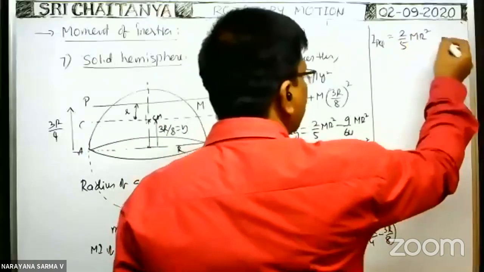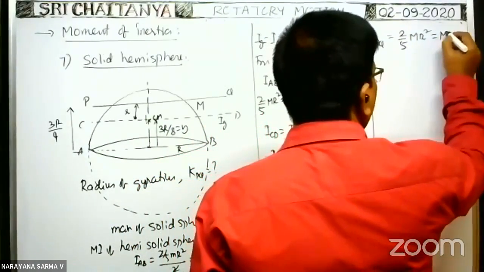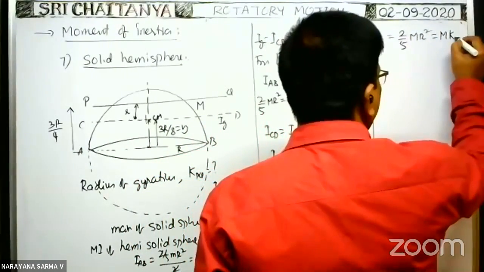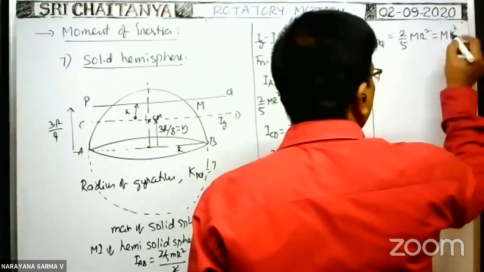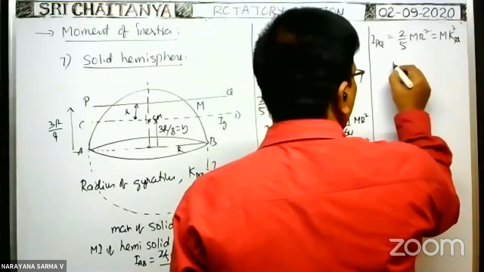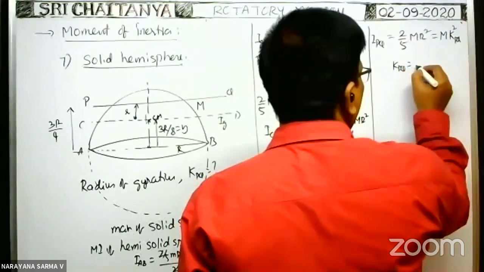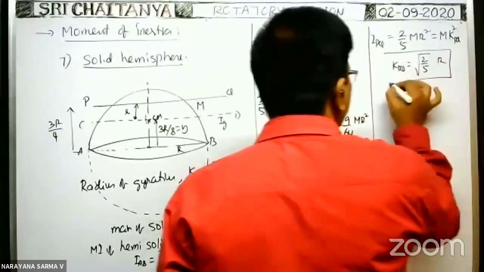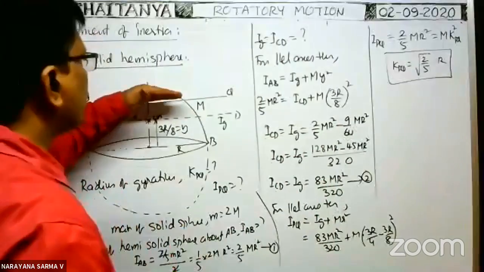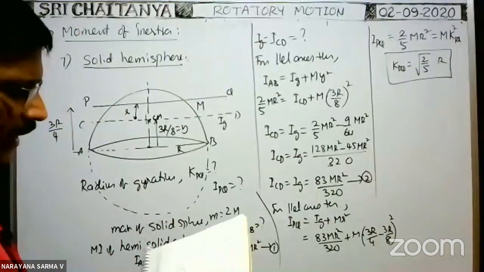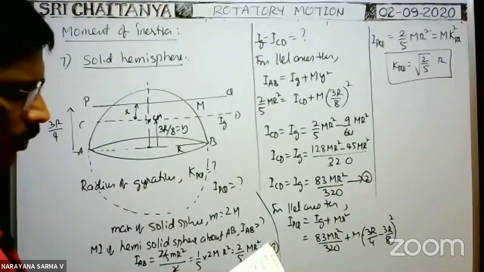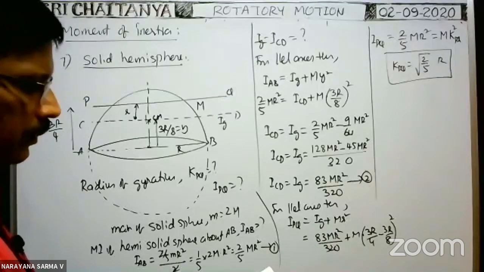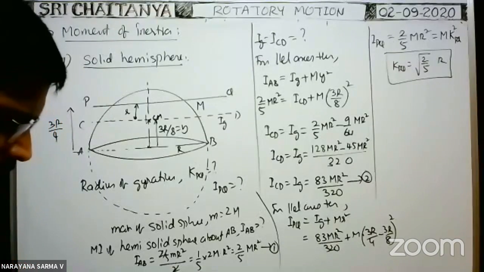Here they asked the radius of gyration. That's why you make this equal to m into kpq square. m cancels. Therefore, kpq is equal to root 2 by 5 into capital R. No, this is the radius of gyration about this axis. So radius of gyration about that axis is equal to root 2 by 5 capital R. Yeah, that is the answer.